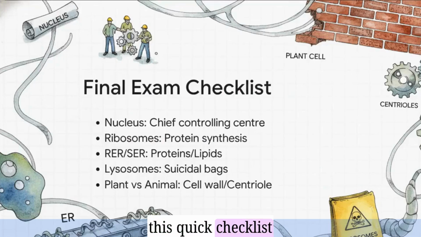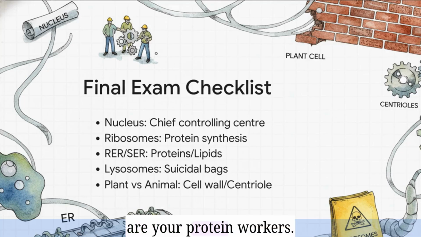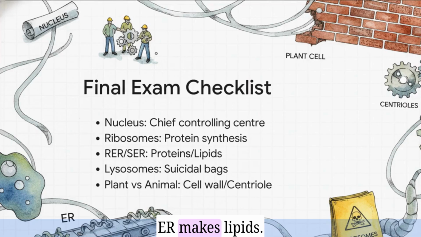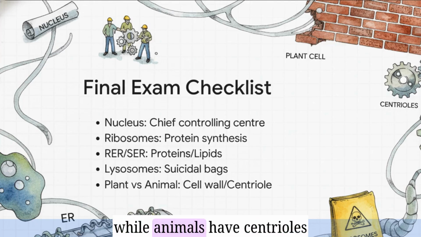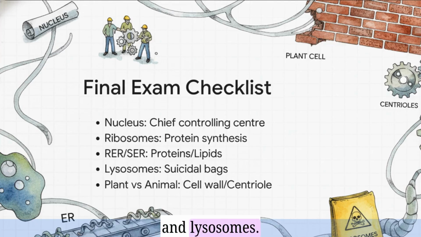So just keep this quick checklist in your back pocket. The nucleus is the CEO holding the DNA blueprints. Ribosomes are your protein workers. The rough ER makes proteins, while the smooth ER makes lipids. Lysosomes are the suicide bags handling the waste. And plants have walls and chloroplasts, while animals have centrioles and lysosomes. Lock this into your memory, and you're going to navigate that biology exam with total confidence.